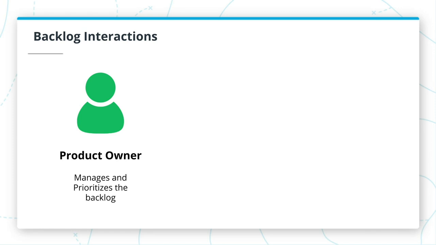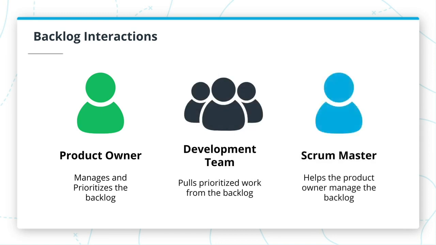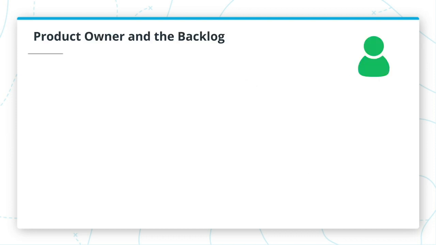The product owner owns the product backlog and is responsible for managing and prioritizing it. The development team pulls the prioritized work from the backlog to work on. The Scrum Master helps the product owner manage the backlog and ensures that the team works on the right things without overcommitting. Let's talk about the product owner and the backlog first.